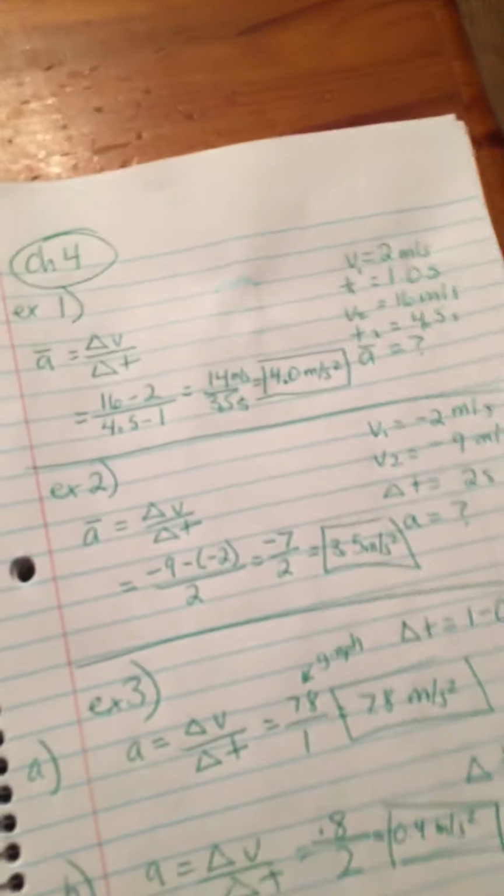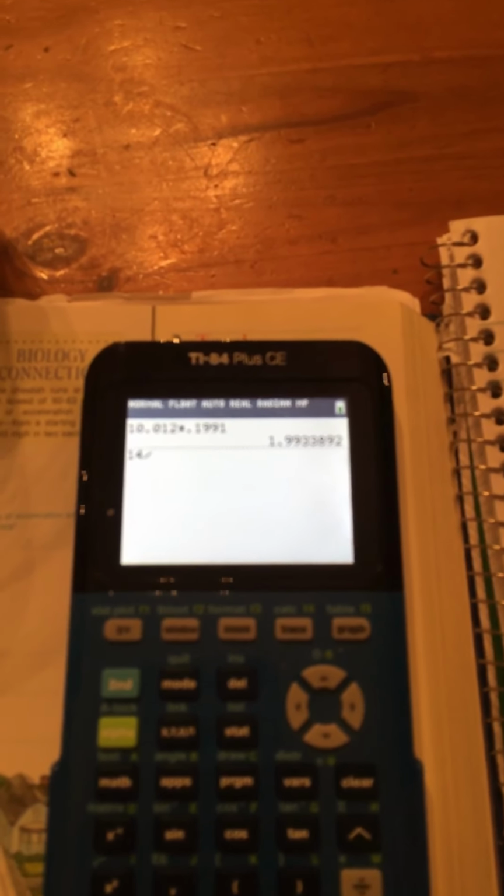Now, let's see if that's what it really is. That's what the book had, but they do a lot of rounding. So let's double check. 14 divided by 3.5 came out exactly 4.